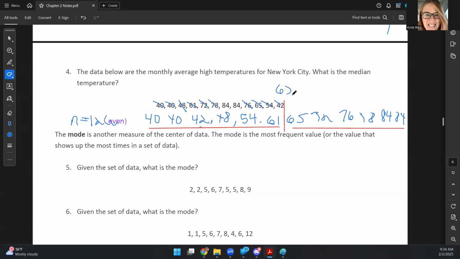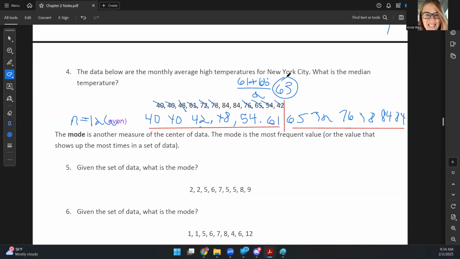If you can't figure that out, and because sometimes the numbers are really far apart, or they're decimals, or they're really hard, we're just finding the average. So you do 61 plus 65, the two numbers, divided by 2. And that is our median, 63.